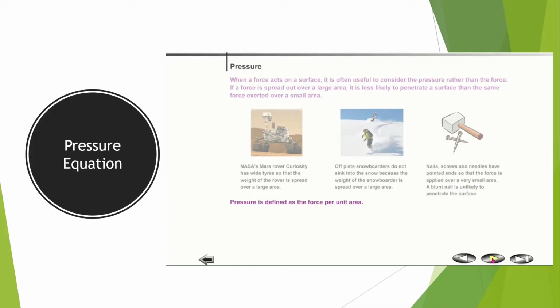Pressure is defined as the force per unit area. Pressure is force over area. P equals F over A. The units are pascals, and 1 pascal is 1 newton per square meter.